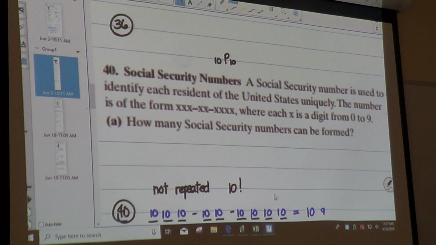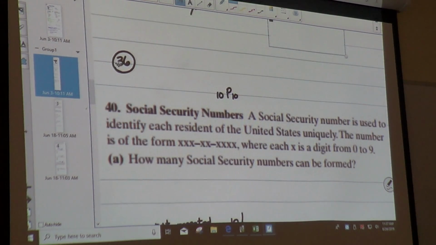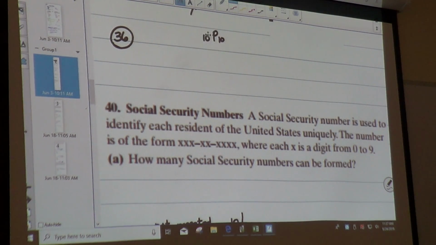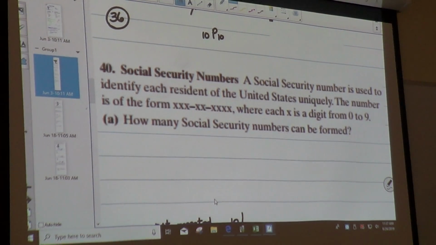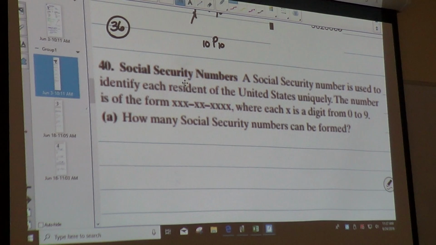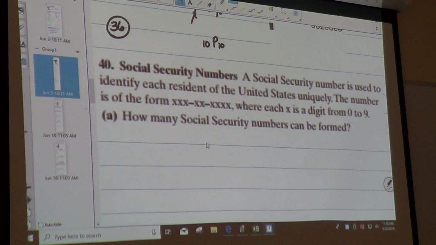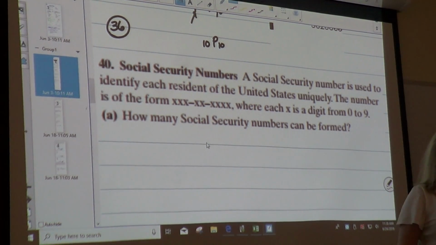All right. Let me move these up so we can't look. I love these kinds of problems. A Social Security number is used to identify each resident of the United States uniquely. The Social Security number is of the form rank, dash, rank, where each rank is a digit from 0 to 9. How many Social Security numbers can be formed?